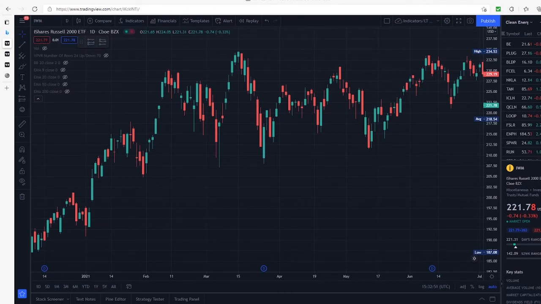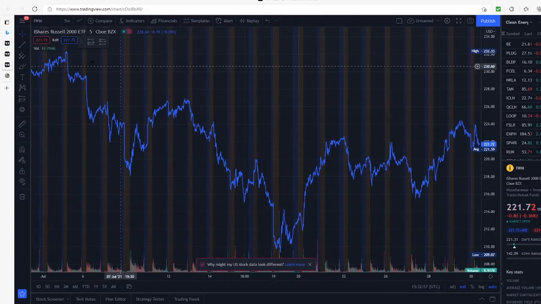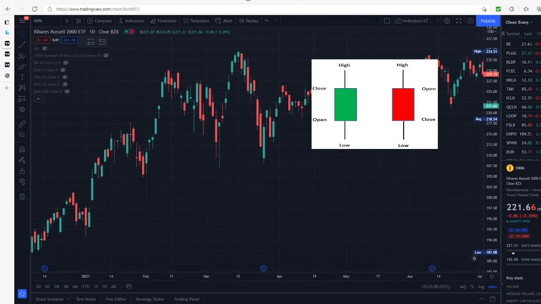Candlestick charting is simply a method of displaying price information in a market. Unlike a simple line chart, as you can see here, a candlestick chart will give you more information. It'll specifically show you 4 data points: the open, the close, the high, and the low.